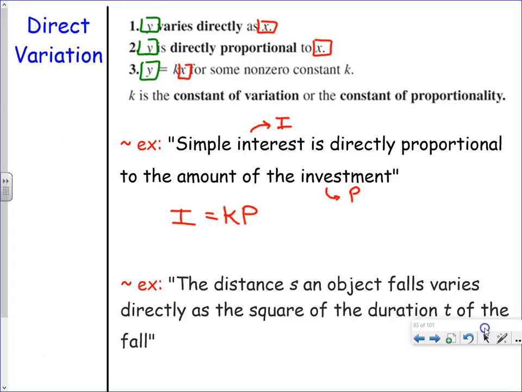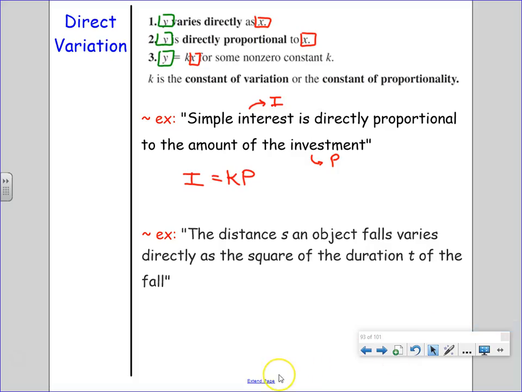If we were to see something like the one below, the distance S, okay, they give me a variable. The distance S, an object falls, varies directly, okay, it just means direct variation again, as the square of the duration t. Okay, well, what would that formula be? Who's on the left? S is, or does, vary directly, k times who? The square of t. Some of you got it. Some of you were a little bit off. Okay, so you have to be careful. The distance S varies directly equals k times t squared.